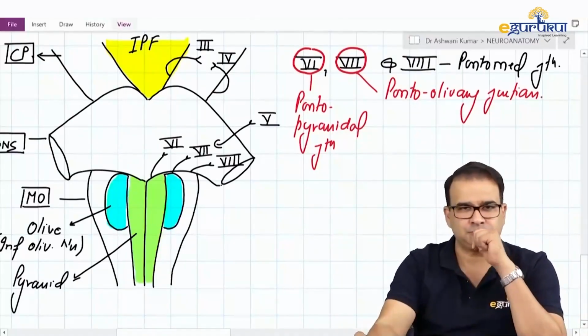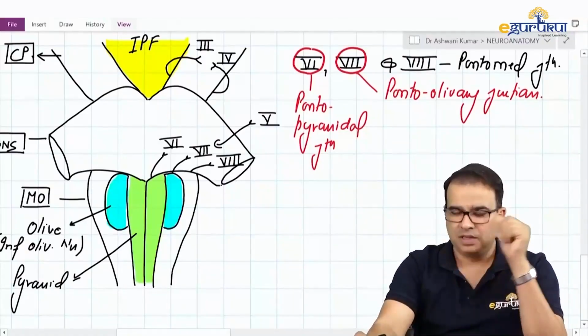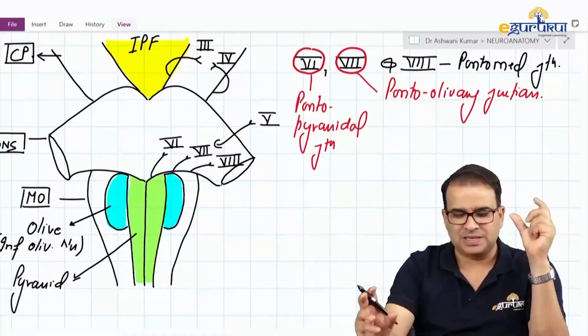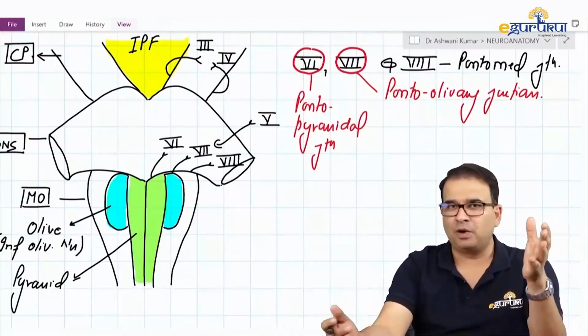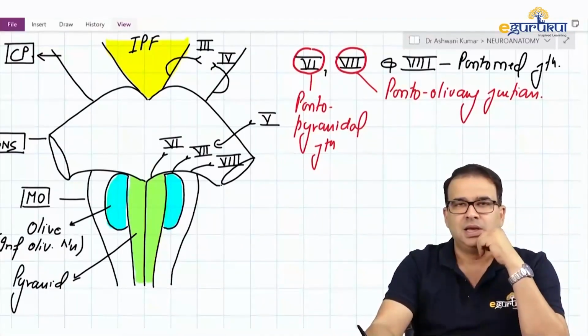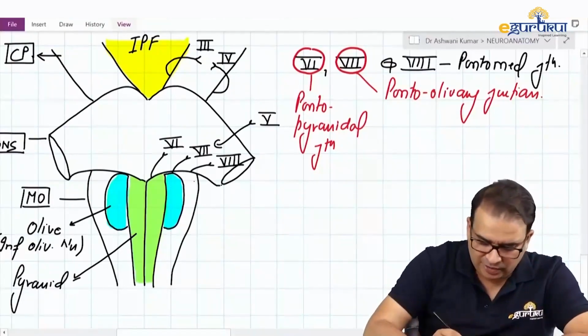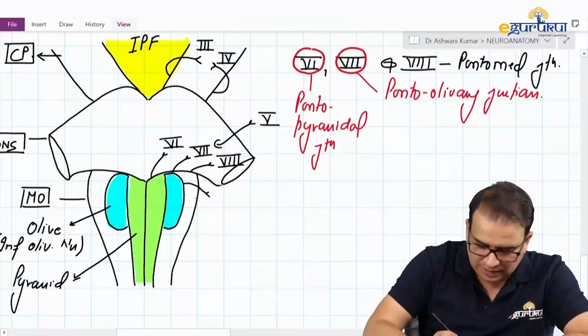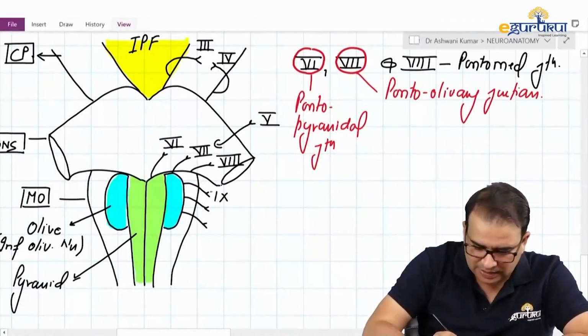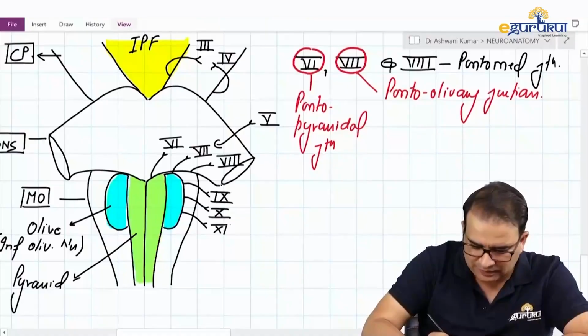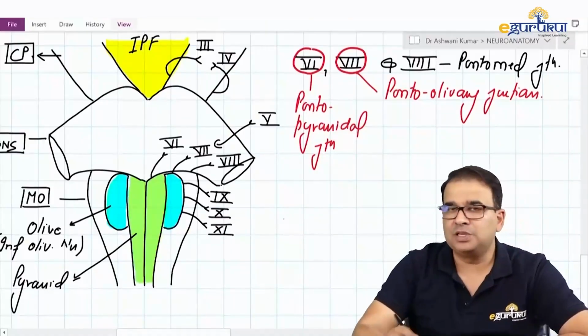Ponto-olivary junction. So that is the 6th, 7th, and 8th nerve from the pontomedullary junction. More precisely, 6th and 7th from the ponto-pyramidal and ponto-olivary junctions respectively. Lateral to the olive, you can see the 9th, 10th, and 11th nerves. They are all emerging just lateral to the olive.